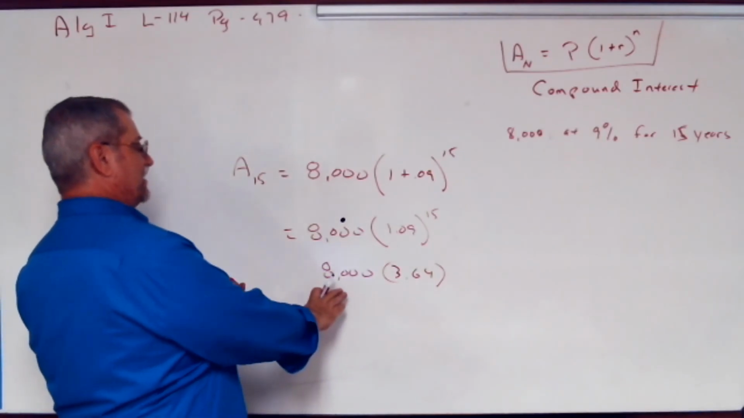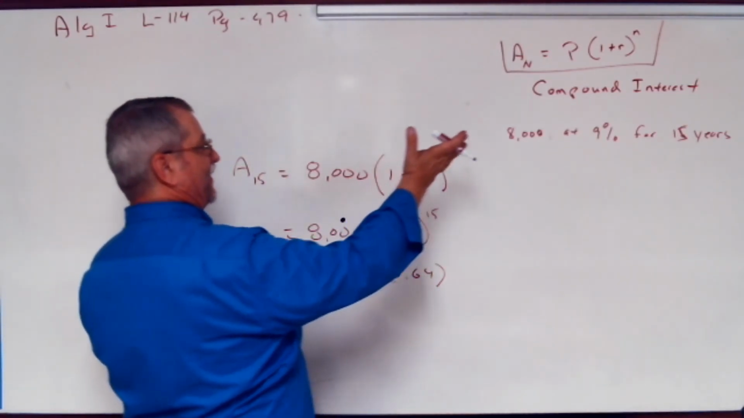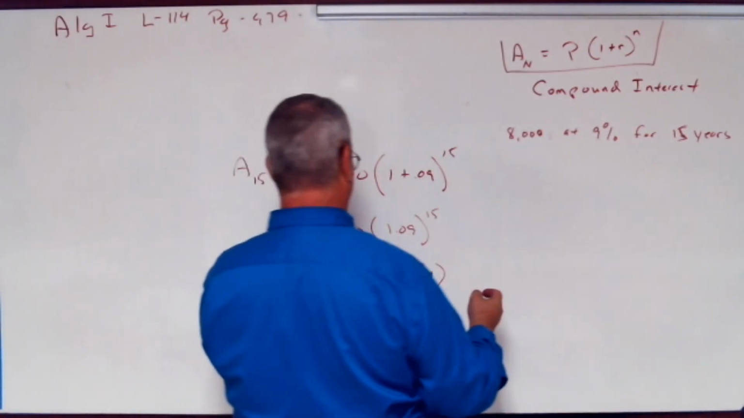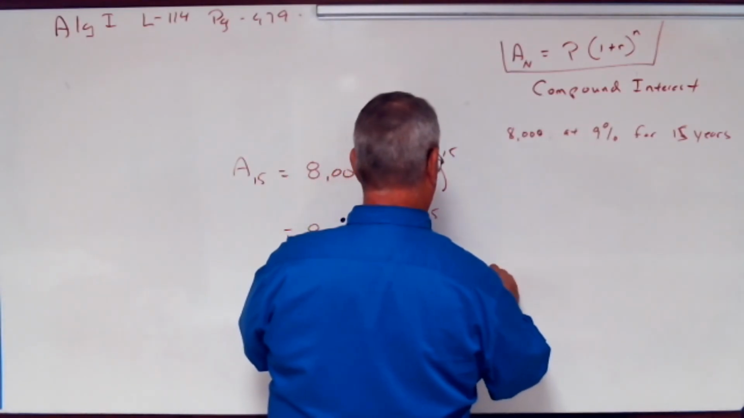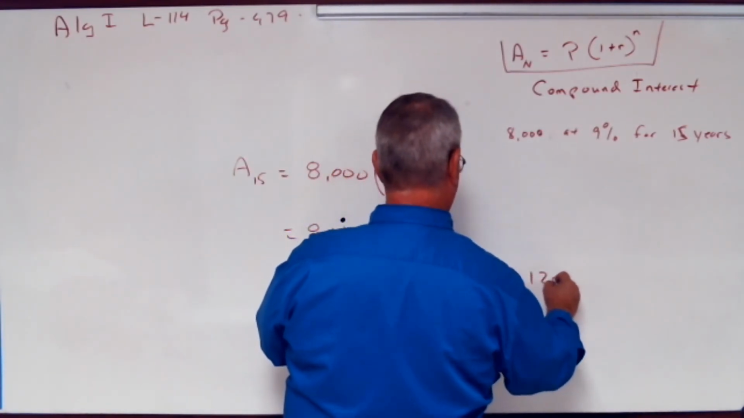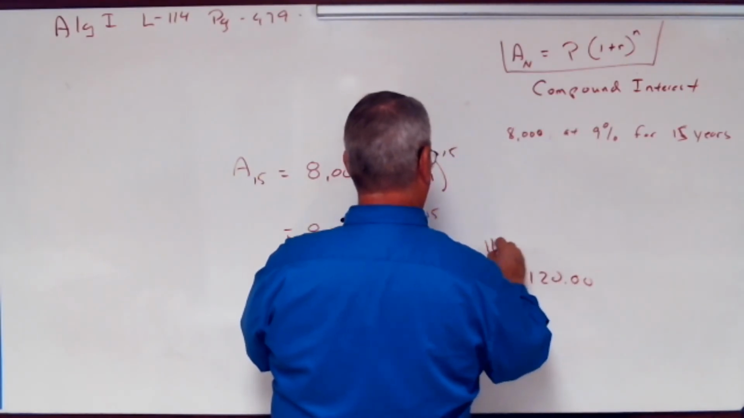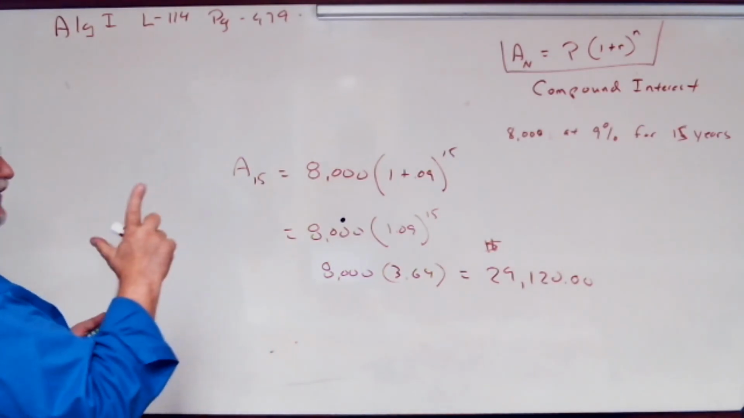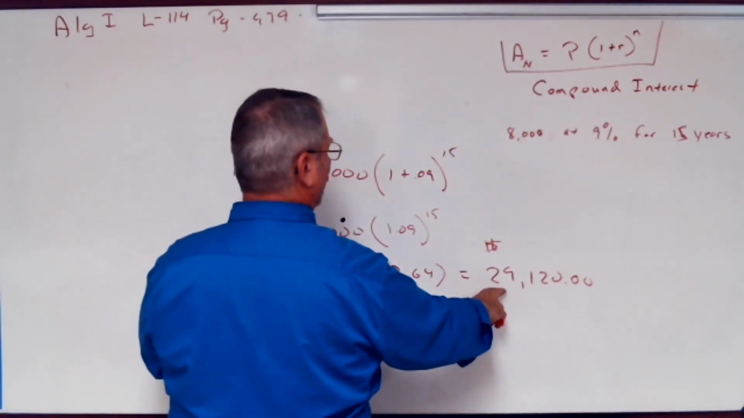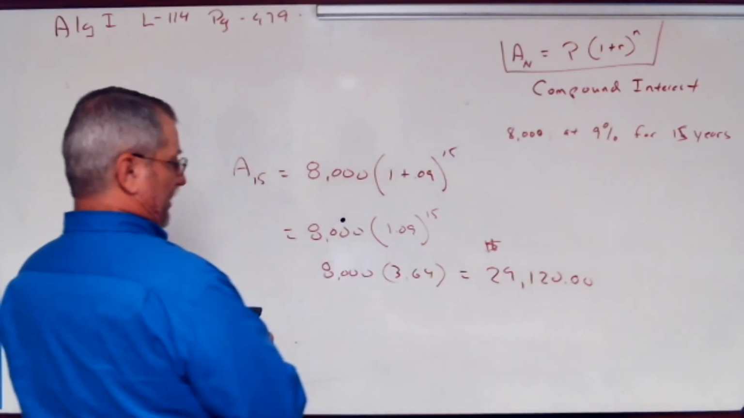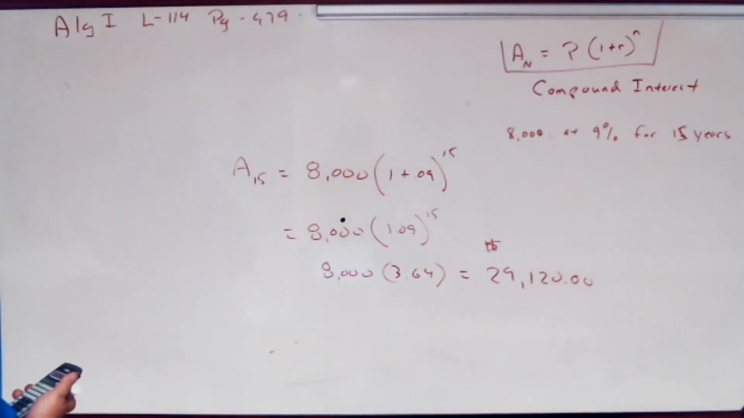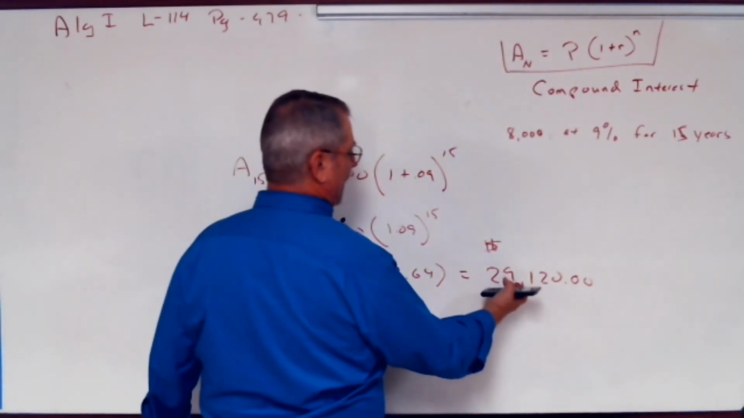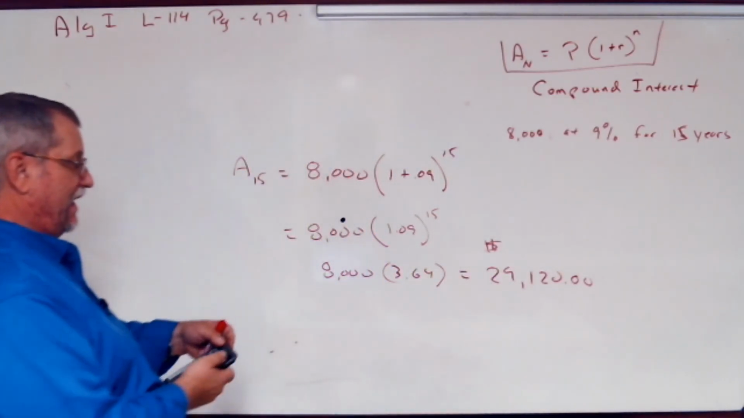I put $8,000 in there. All I did is put it in the bank. They're paying me 9% interest. After 15 years, I go and I say, I want my money. Give me the money. And I have, I started with $8,000 and I didn't do anything. I just let it sit for 15 years. I get out $29,120. Not too shabby. If they want to know what the interest was, I just subtract 8,000. The rest of it is all interest.